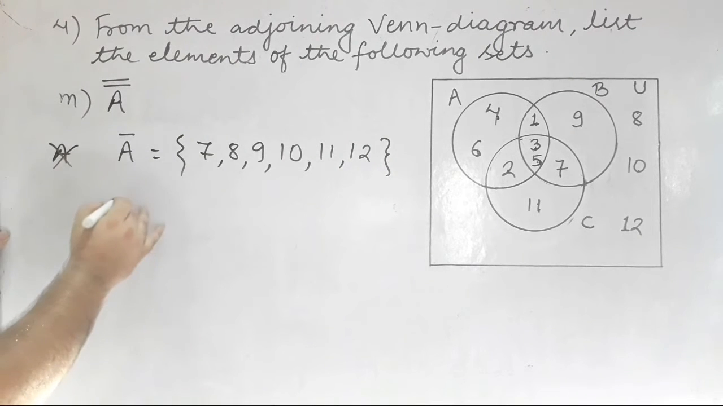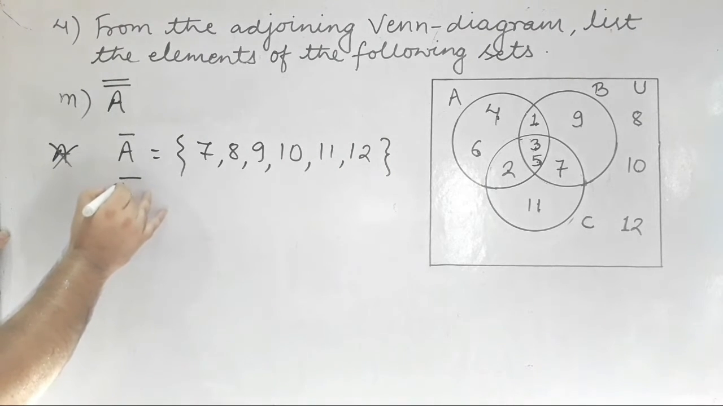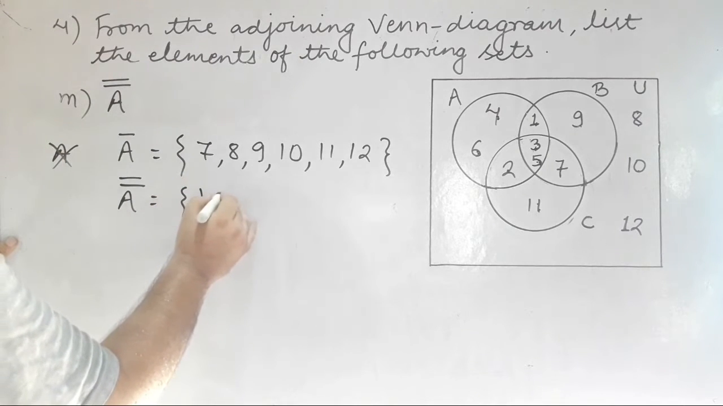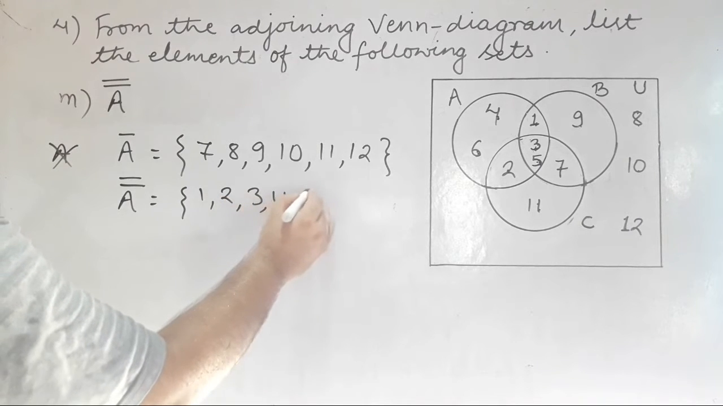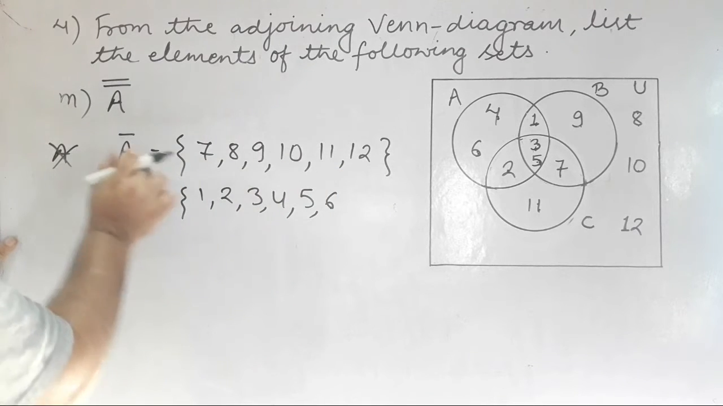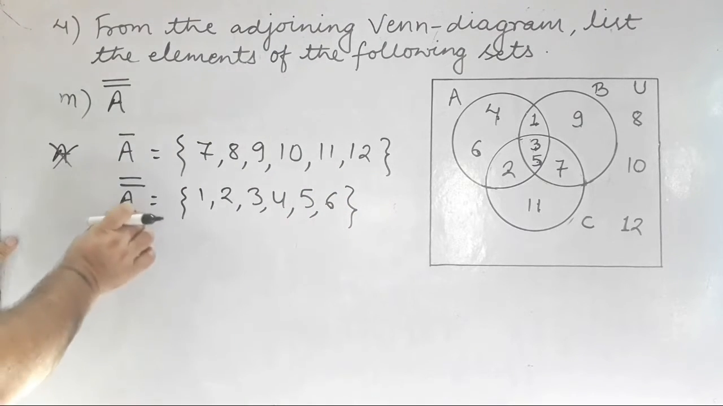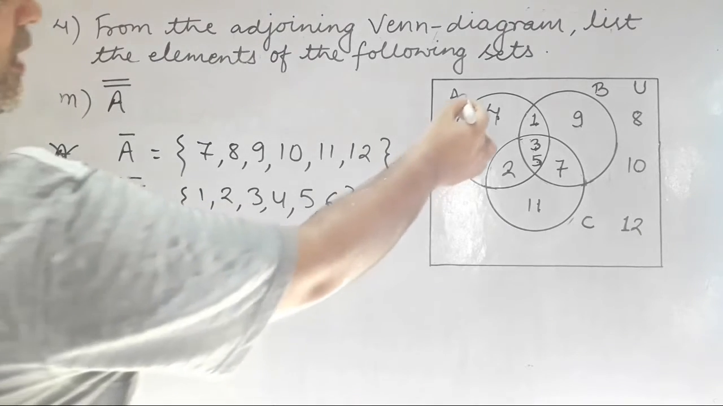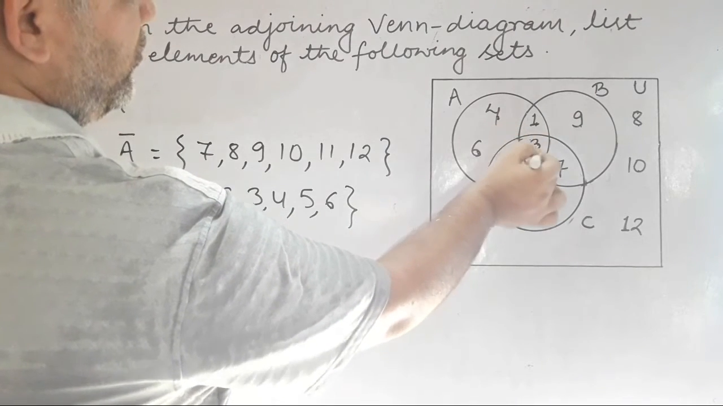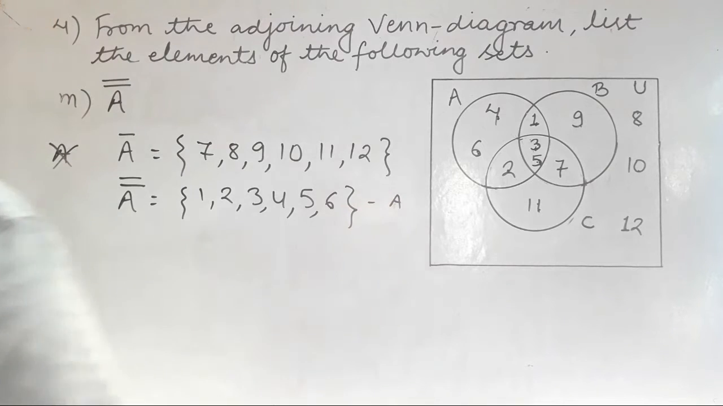Now the complement of this A complement means the elements which are not in A complement. Complement of this A complement denotes the elements which are not in A complement. Which are not in A complement? They are 1, 2, 3, 4, 5, 6. After 6, 7, 8, 9, 10, 11, 12 lie in this A complement. If we see here, A double complement denotes the set A itself. See, 1, 2, 3, 4, 5, 6. That means this is the set A.